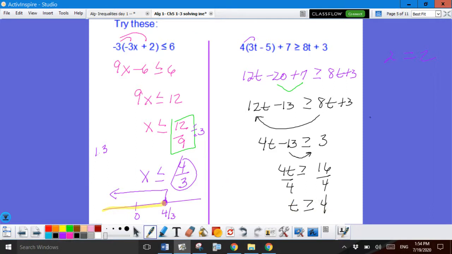Okay? So here's 0. Here's 4. It is a closed circle to the right. And if I was highlighting solutions, I would be highlighting the 4 and to the right.